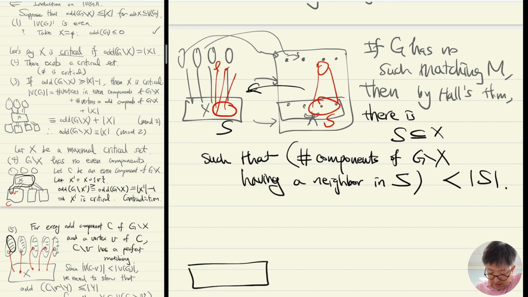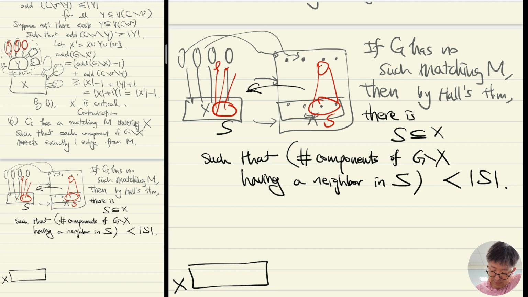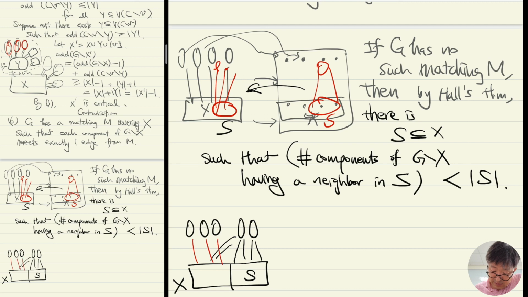So let me draw it again. So here's the X. Here's S. Now you have a small number of odd components having neighbors in S. It may have neighbors on the other side. And there are other odd components which may have neighbors in X but not in S. Right? So that's the picture.